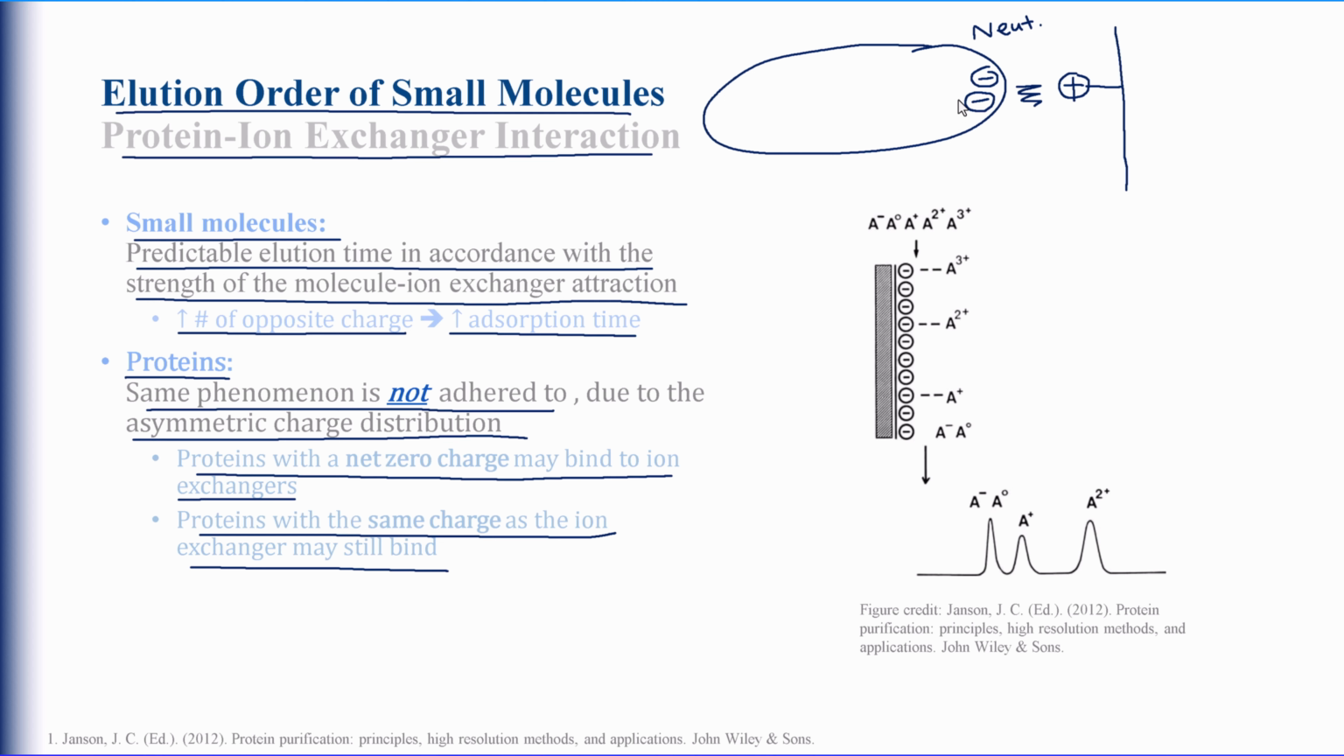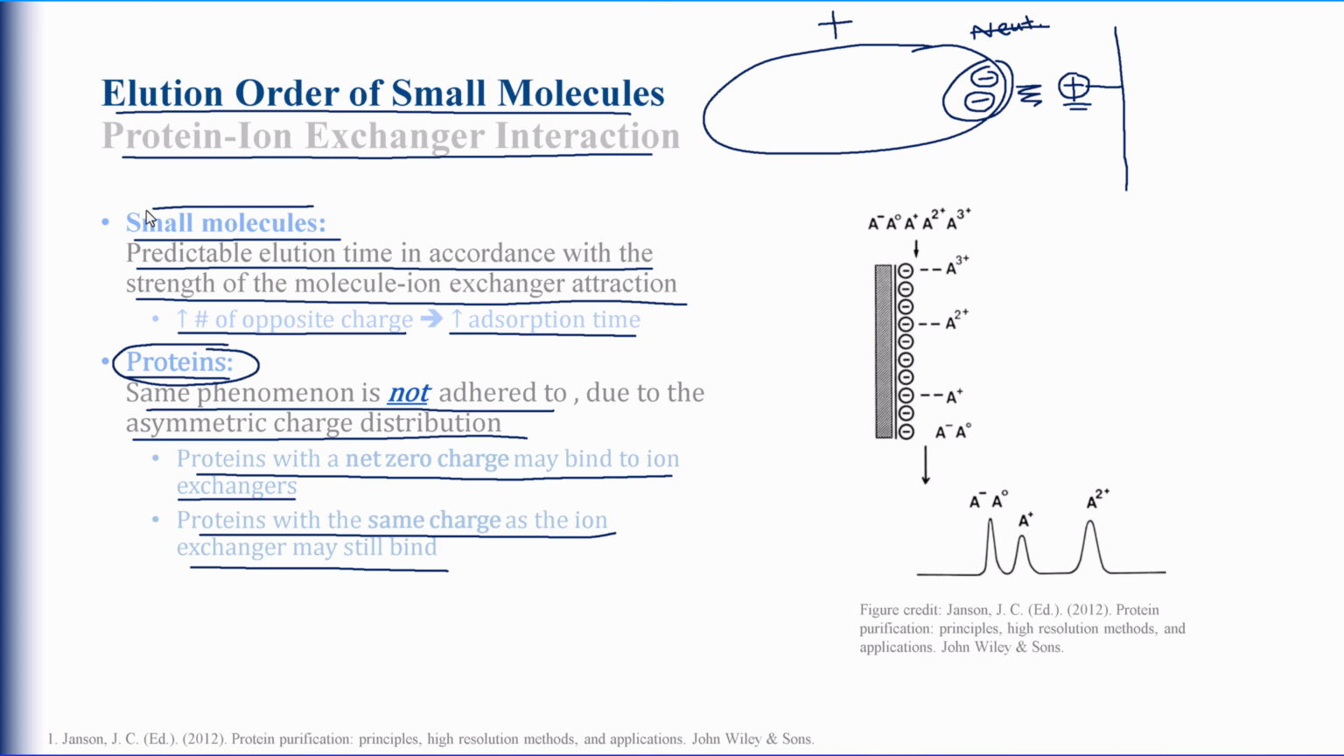So if we were to suppose that this protein is a net positive protein and it has negatively charged amino acids in this region, that can make the protein bind to the anionic exchanger that you see here. So you have to recognize that proteins are big. They are a little bit more complex when dealing with the predictability of their elution order.